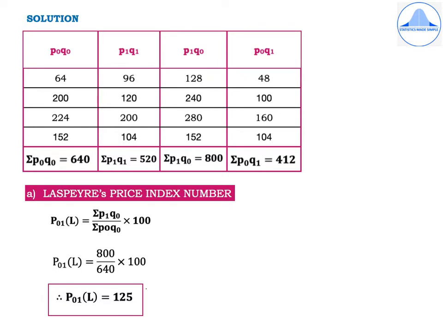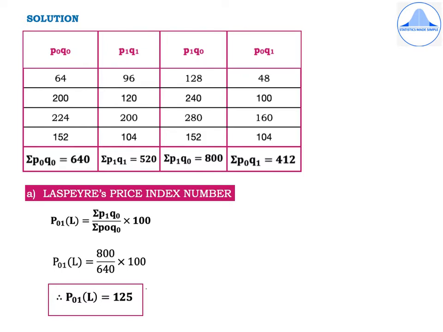So P0 Q0 values are obtained by multiplying the P0 and Q0 values for each of the items, and then we find out the totals to get summation P0 Q0. Similarly, all the calculations are done for the remaining columns and their totals are found out. So P0 Q0 values are 64, 200, 224, 152. Summation P0 Q0 is equal to 640.